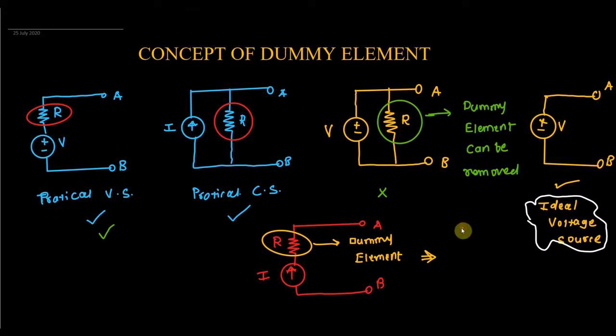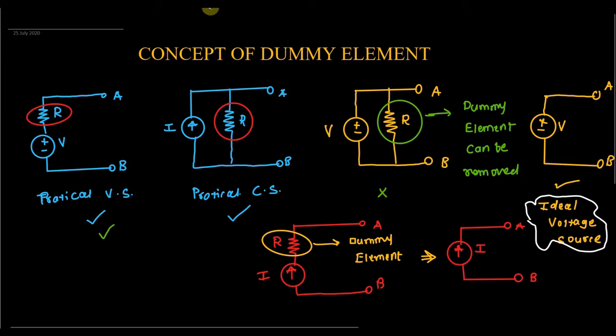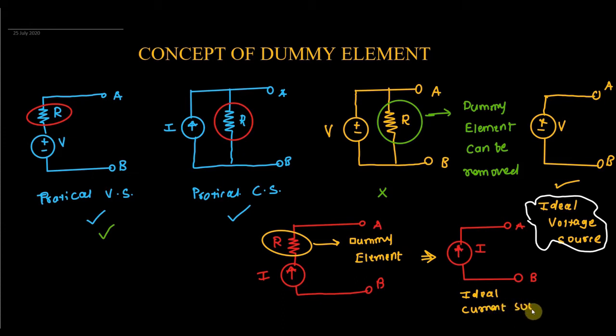So your circuit is like this, this is B point, and this will be the value of I, and this type of source is called an ideal current source. So you can see that if a resistance comes in series with the current source, we can easily convert that source into the ideal current source.